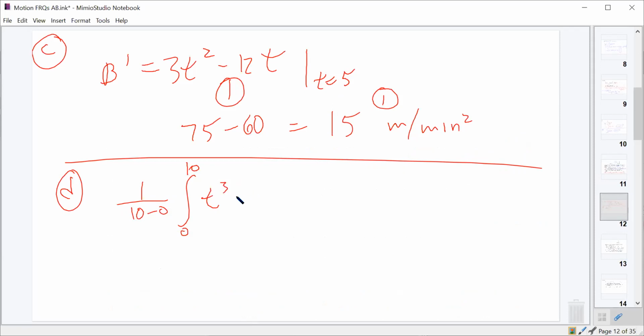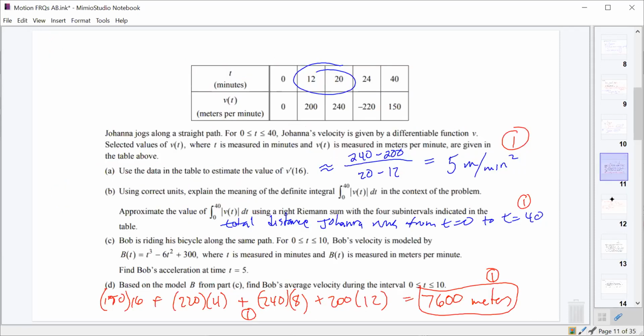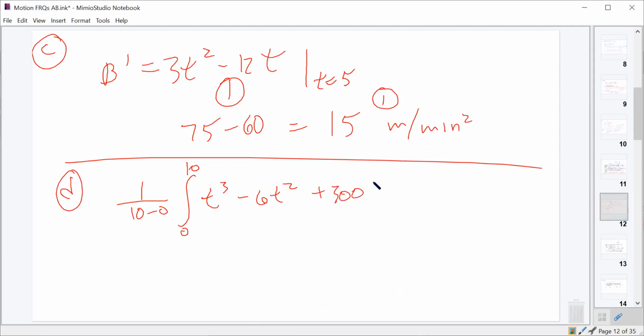T cubed minus 6t squared plus 300. And so we will evaluate this integral. Got 1/10 of t to the 4th over 4 minus 2t cubed plus 300t. And we'll do that from 0 to 10.